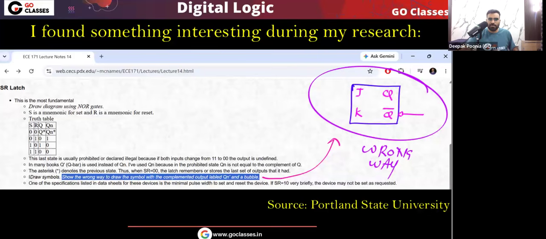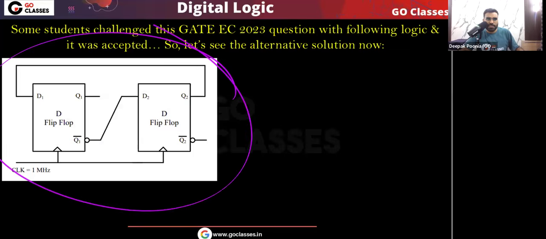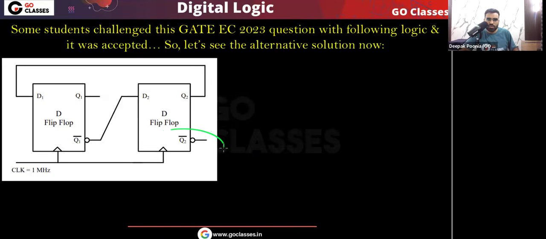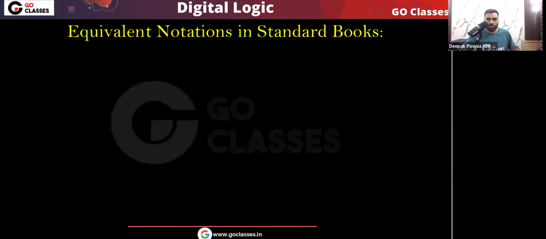But in the GATE exam, in this GATE EC 2023, they used this wrong way. The Portland State University is saying that this is the wrong symbol, the wrong logic symbol for a D flip flop. You can't do this. They are explicitly saying that this is the wrong way. That is the reason there was confusion, and some students challenged it, and this challenge was accepted, and they considered both 250 and 500 as the answer. I hope this point is clear.